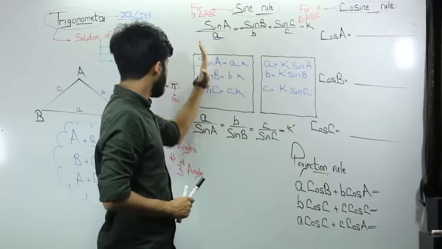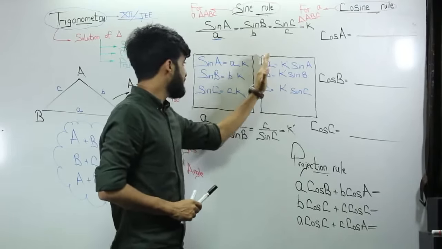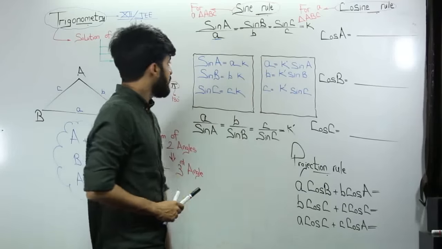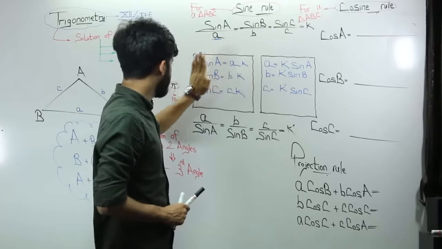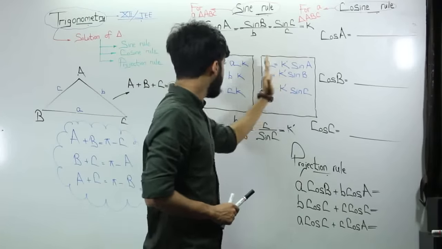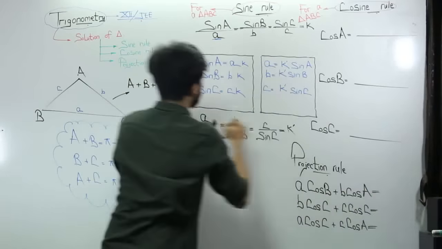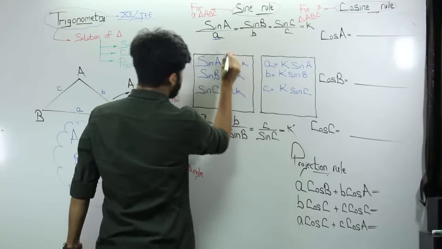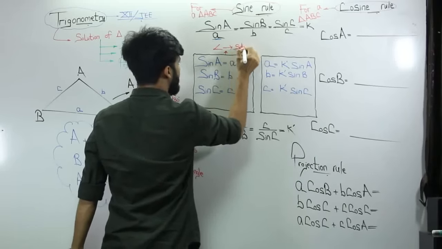If you see the left-hand side, angles A, B, C are available, and on the right-hand side, various sides are available. This format converts angles into sides, and the other format converts sides into angles. If in any sum you want to convert angles into sides, use this format.